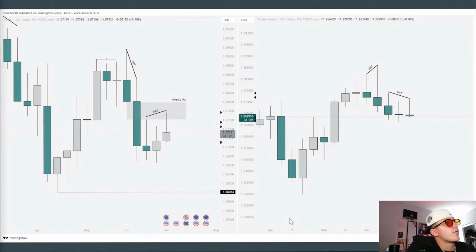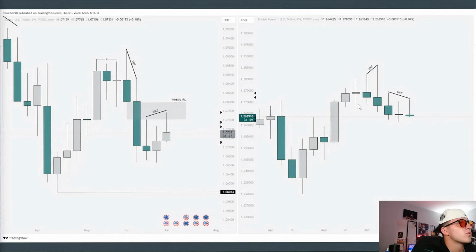So if you had everything mapped out properly, you would see, obviously the most notable part, the SMT divergence. On Euro USD, we have price coming into this weekly internal range liquidity pool, and we have the failure to take out that resting high that tagged the weekly key level on Euro compared to GBP.